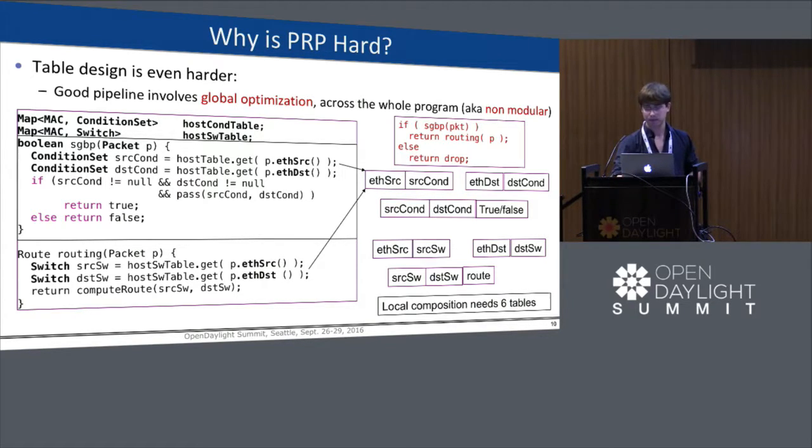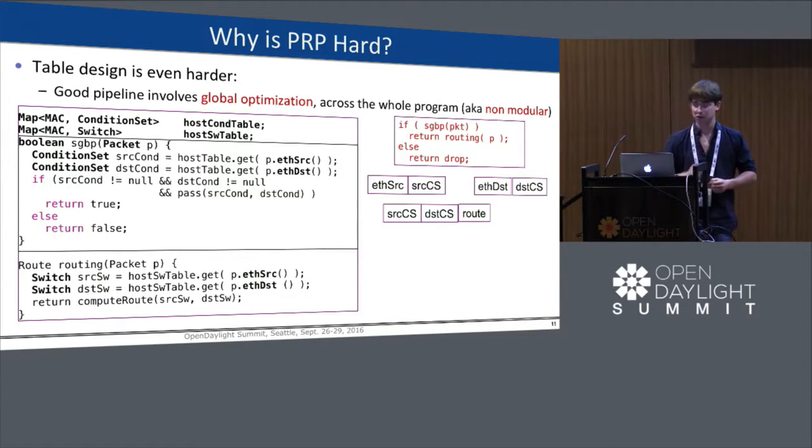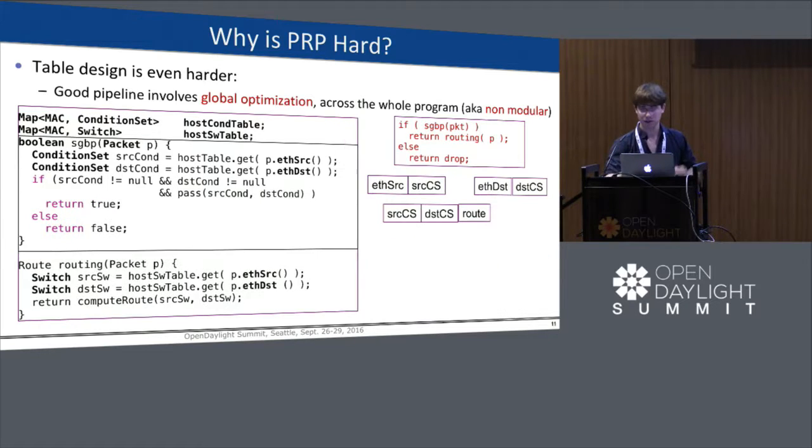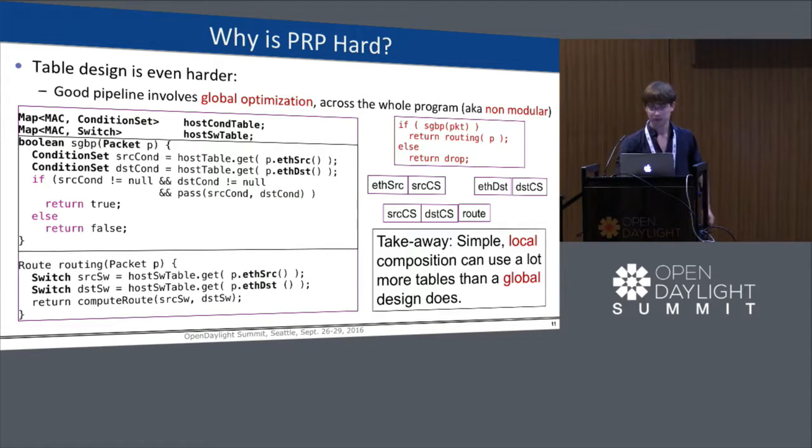However, an optimal solution is obviously to use just 3 tables, since we can combine several of the different tables in each different module into a single coherent whole. To be able to arrive at this optimal solution requires the weaving of different policies' logic together into a single coherent whole, which is a highly non-trivial optimization on any program of sufficient size. Takeaway: simple local composition can use a lot more tables than a global design can.